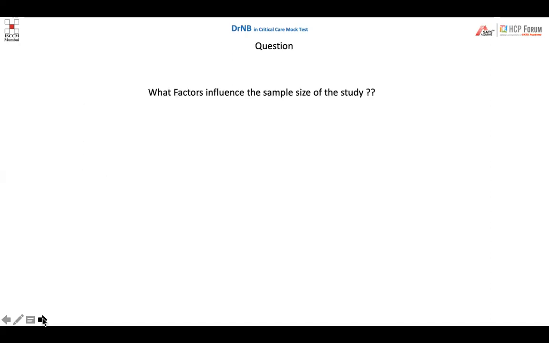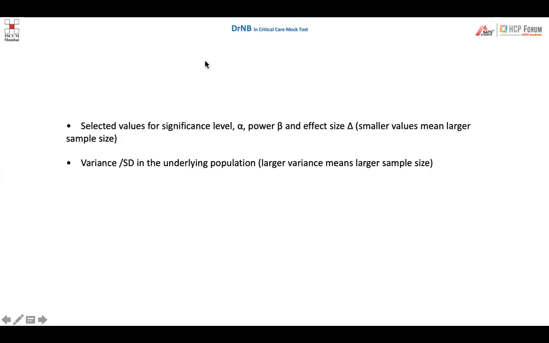What factors influence the sample size of the study? So the sample size of the study depends on your significance level, what you want to achieve. What is the power of the study? What is the effect size? For smaller effect size differences, if you're looking for smaller changes, then you have to have a larger sample size. Also the variance and standard deviation in the underlying population. Large variance means larger sample size.